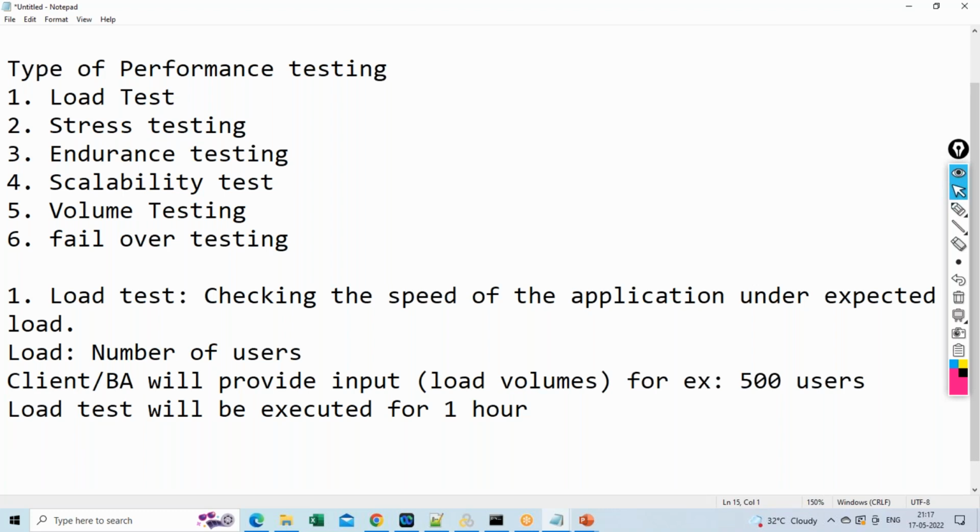Now generally 2 seconds is the SLA. That is the industry standard. It can be 3 to 5 seconds depending on the project.